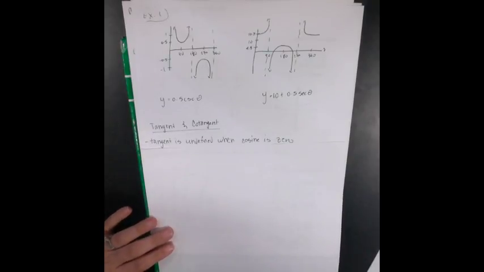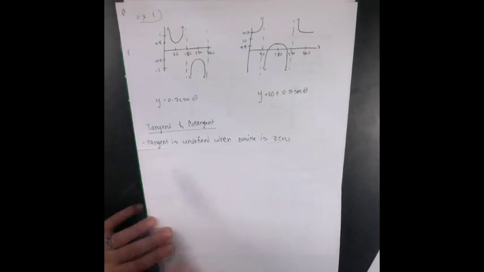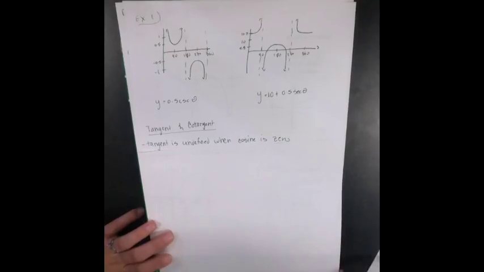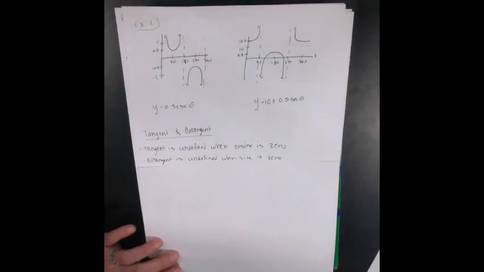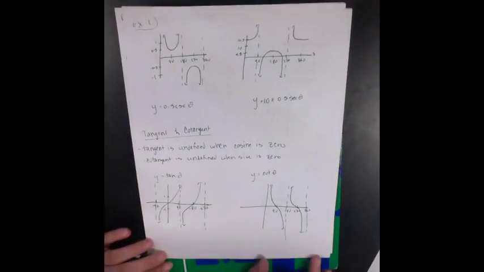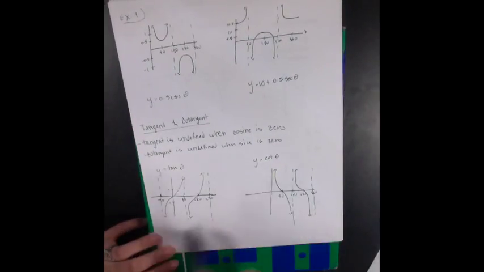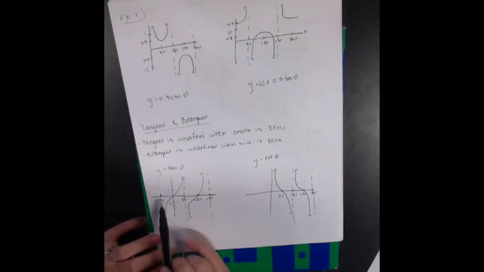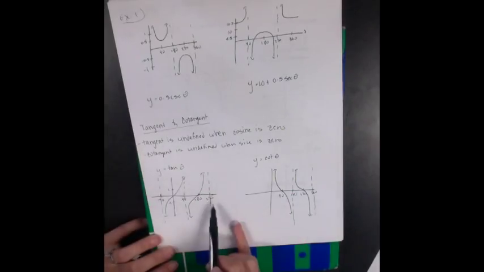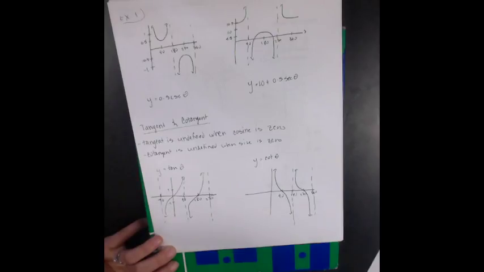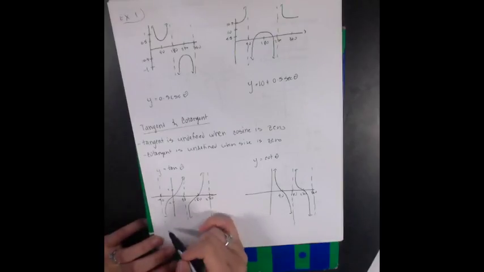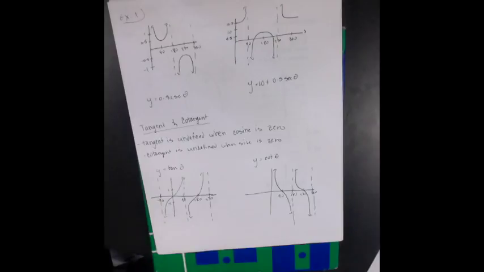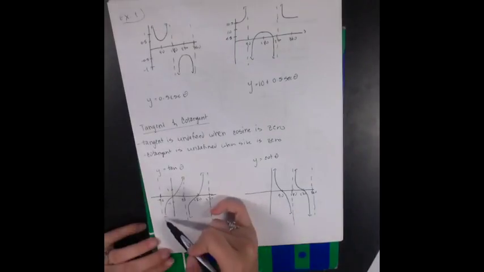Same thing with tangent and cotangent. Tangent is undefined when cosine is 0, because we remember that tangent is sine over cosine, and cotangent is undefined when sine is 0. So here are our graphs: y equals tangent of theta, y equals cotangent of theta. For tangent of theta, we have asymptotes at -90, 90, and 270. Instead of only pointing up or only pointing down, we remember when we talked about tangent being an odd function, this is what it looks like.